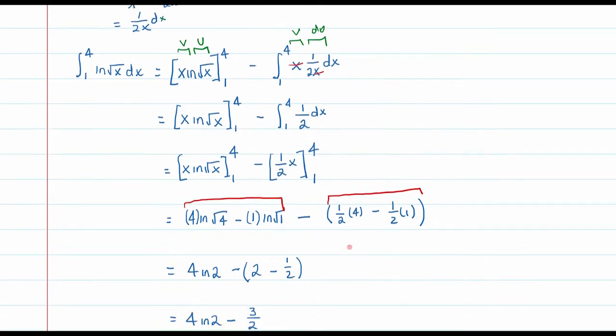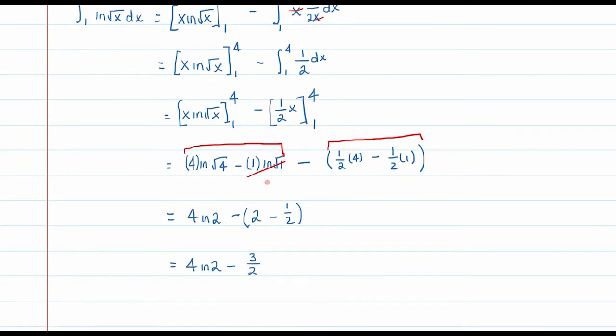So if we continue this forward, we see that this becomes 0 because ln of 1 is 0. This becomes 4 ln 2 because root 4 is equal to 2. And this becomes 4 divided by 2, which is 2, minus 1/2. And to get to our final answer, we just do a little bit more simplification. Our final answer is 4 ln 2 minus 3 over 2.